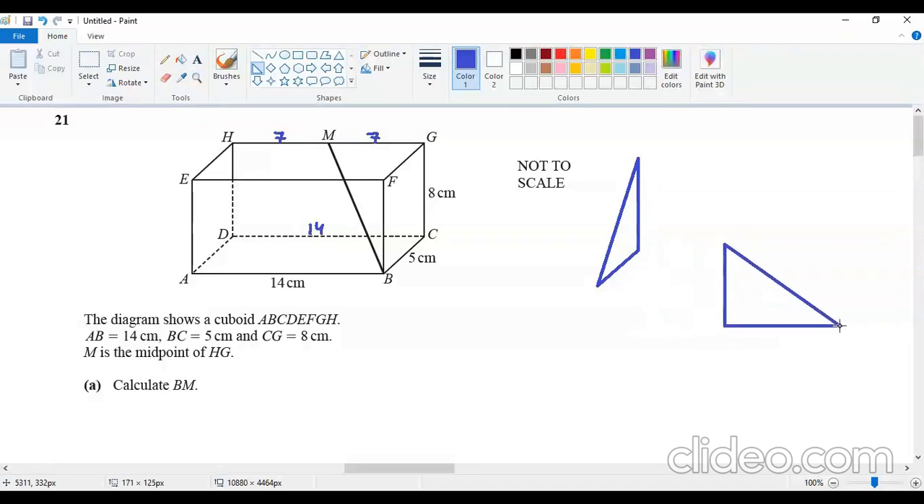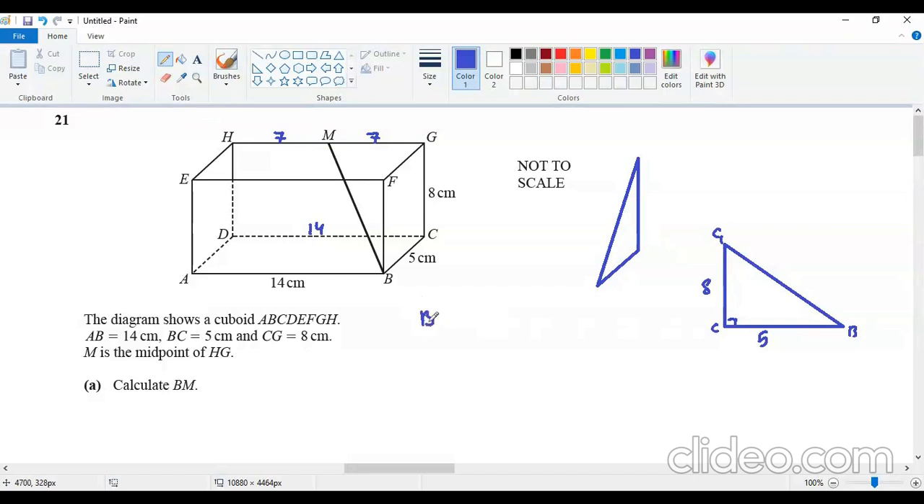It's something like this, in which this one is a 90 degree, and this is C, this one is B, and the top part is G. And you know very well this one is 8 and BC is 5. So we'll be using Pythagoras theorem.